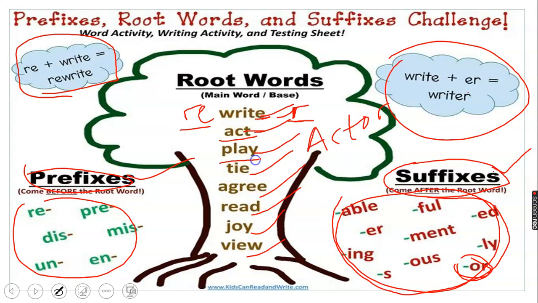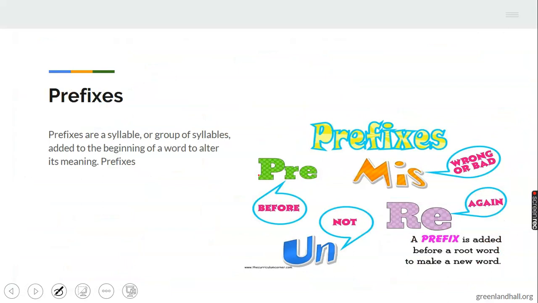Look at play. We can put "re" in front of play. It becomes what? Replay. Or we can put "ful" at the back. It becomes playful. Do you understand? So I want you to look at the words from tie down, check what you can add as a prefix or suffix, and check the new words that you have. Now let me quickly go to the next slide, still talking about prefixes.